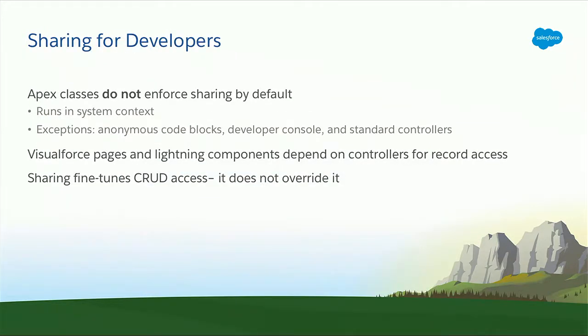For developers, again, Apex classes do not enforce sharing by default. They run in system context. There are some exceptions, like when you're running inside anonymous code blocks, inside the developer console, or inside standard controllers. This sharing is solely a server level check, so it can't be done inside Visualforce or Lightning. Another thing to note is that this fine-tunes CRUD access, so it doesn't override it. Sharing can't give you permission that you don't already have. All it does is narrow down what records you can access.